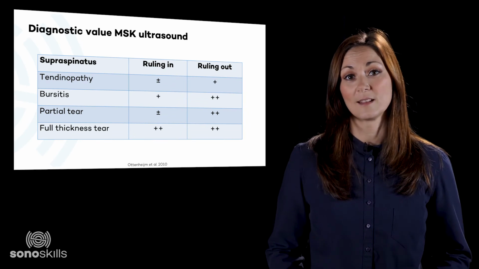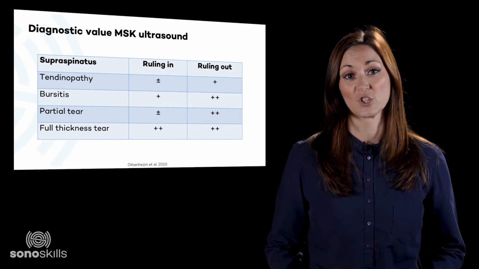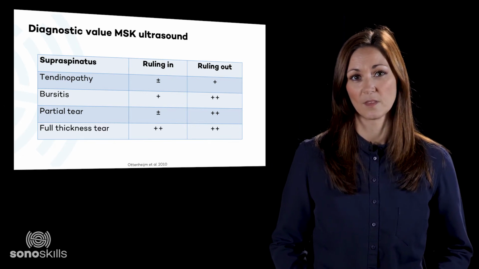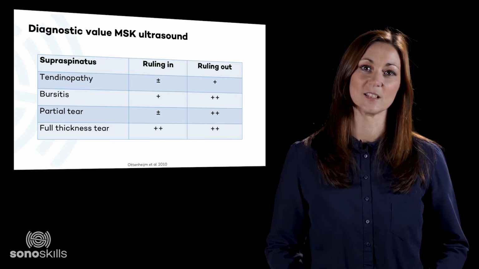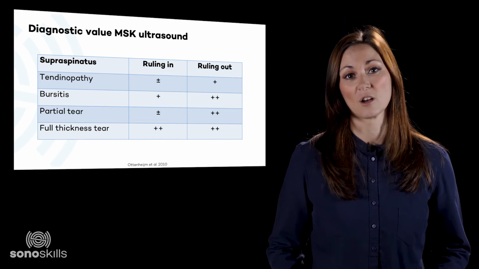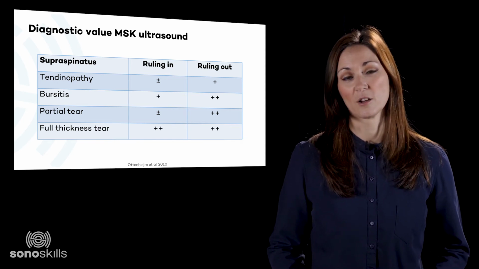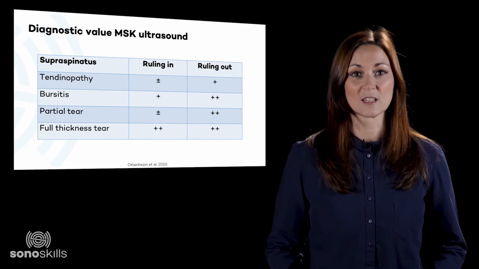But it's not only the anatomy that can influence the diagnostic accuracy. Pathology can do this as well. Research into the diagnostic accuracy of ultrasound in detecting supraspinatus pathology has shown that some pathologies are harder to rule in and some are harder to rule out. With some pathologies, this is easier.